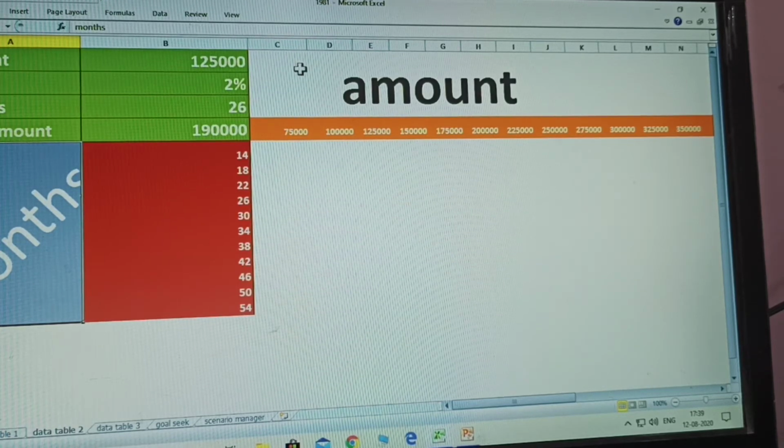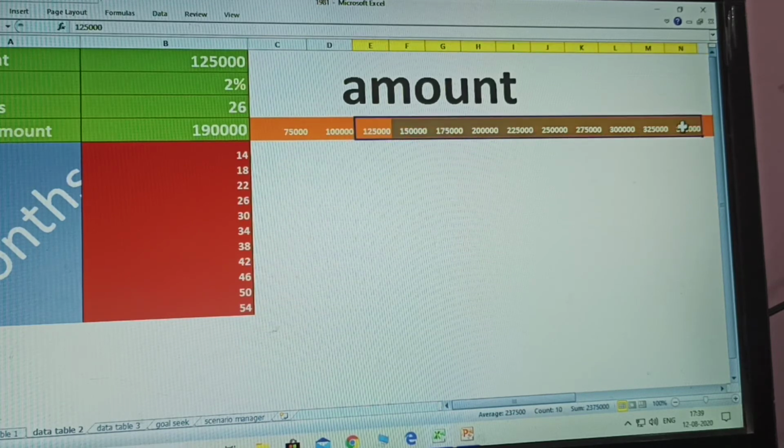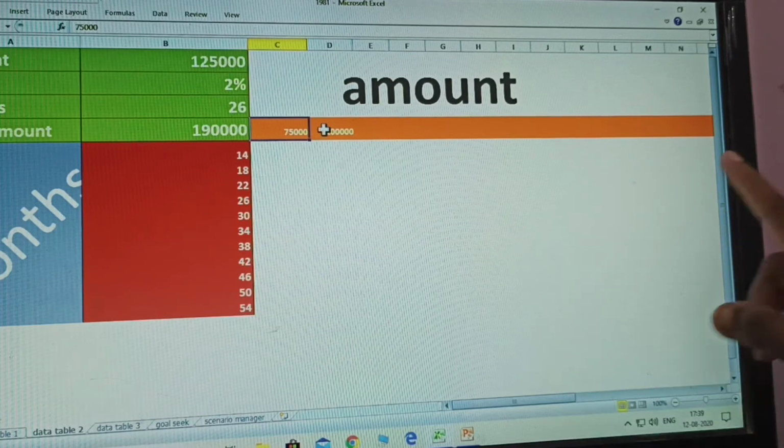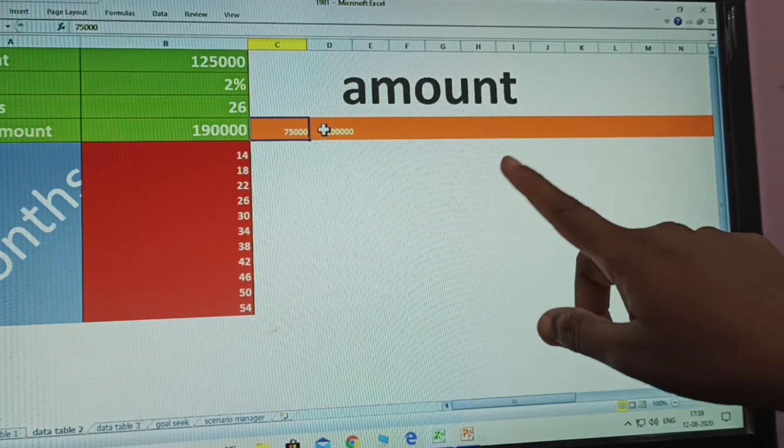Okay, next, how to come to this one? See here, these are all deleted. How to come? I'll explain again. Okay, yes, 75,000 and 1 lakh. Both differences are maintained using the fill handle, dragging this.